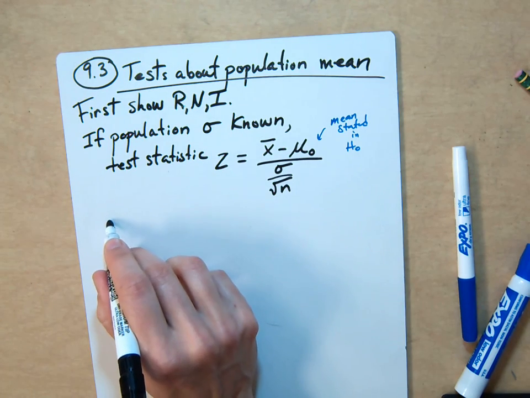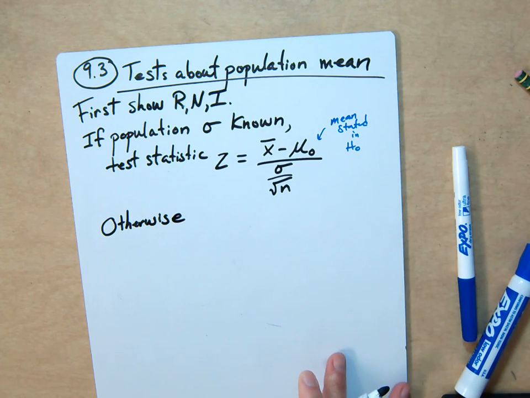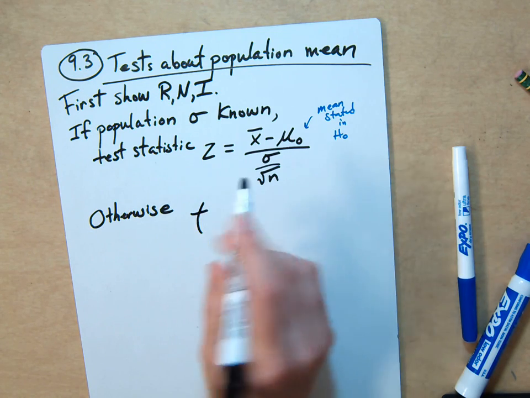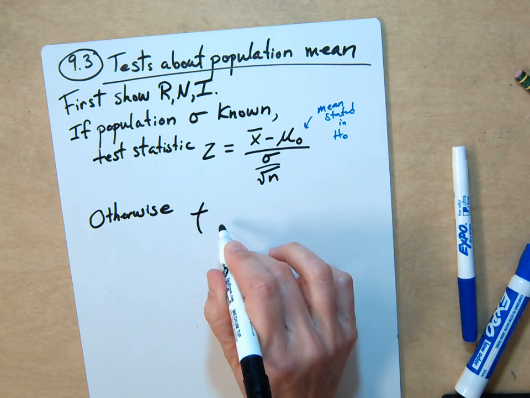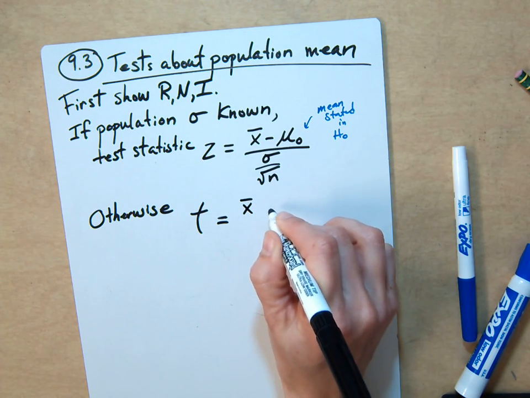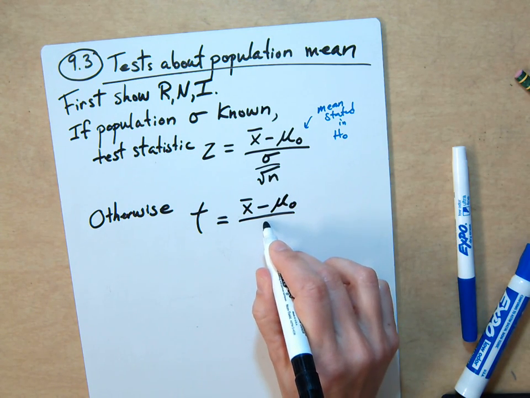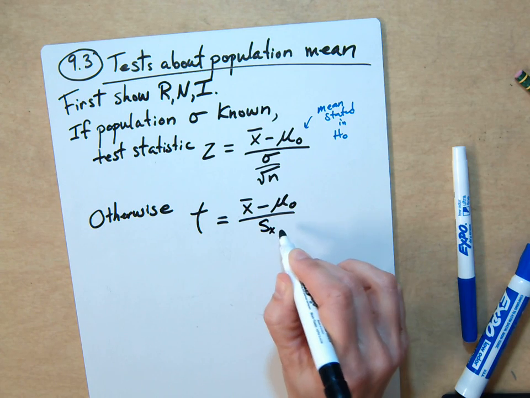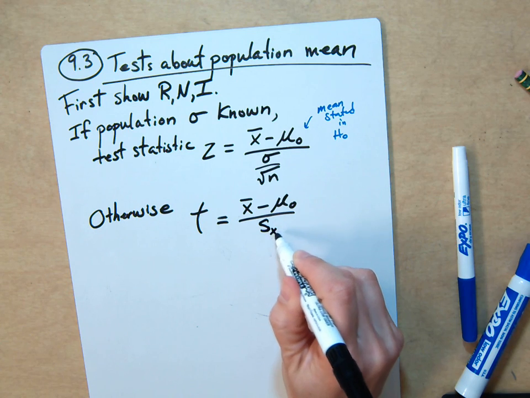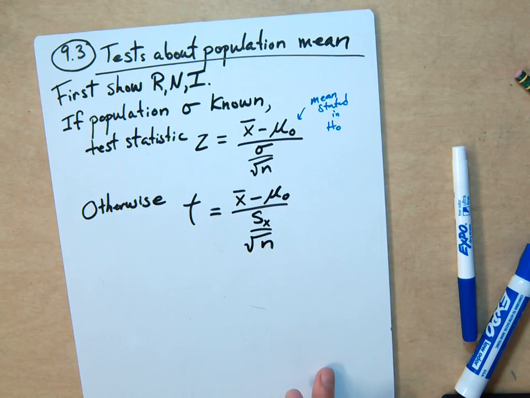But otherwise, more typically, we don't know. Then our test statistic is t, and we use a t distribution. So otherwise, t is sample mean x bar minus mu sub naught over, and we just use the sample standard deviation because that we can compute. So s sub x, sample standard deviation, over the square root of n. So those are the notes for this section.